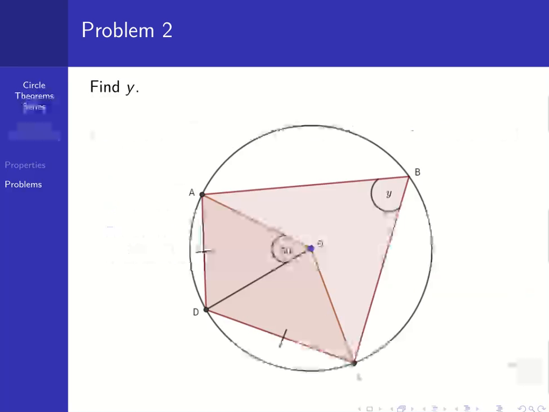Now, let's go to the second problem. If you look at this diagram, it looks a little complicated, but the solution is very easy. What do we know? From the diagram, we have that line AD is the same as line DC. And we know AD and DC are chords. O is the center.